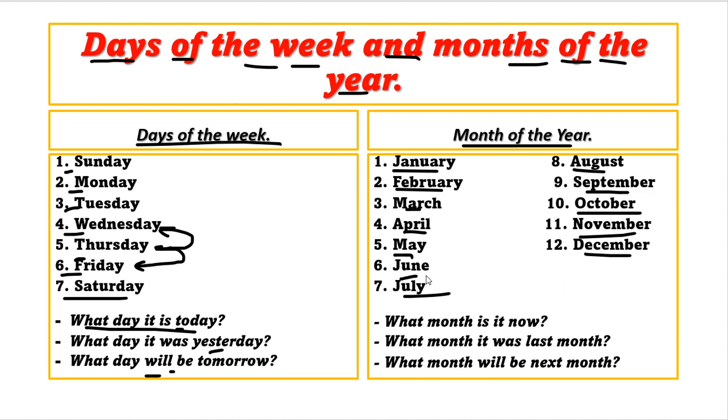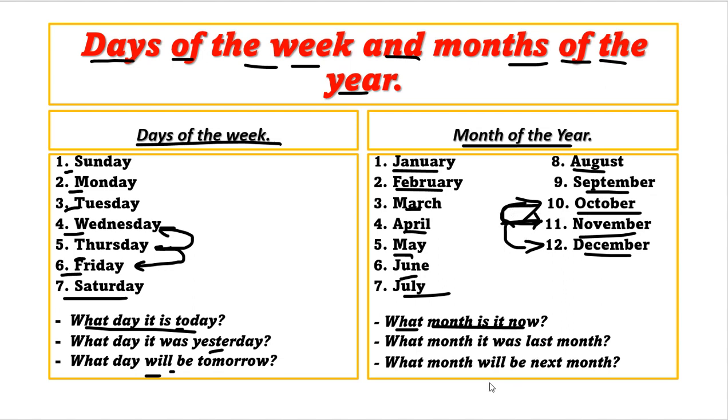You can find both of these in the calendar. Question, what month is it now? Now is November. Very good. What month was it last month? Last month was October. Very good. What month will be next month? Next month will be December. If you ask about last month, you must go backward. From 11, you go to number 10, which is October.